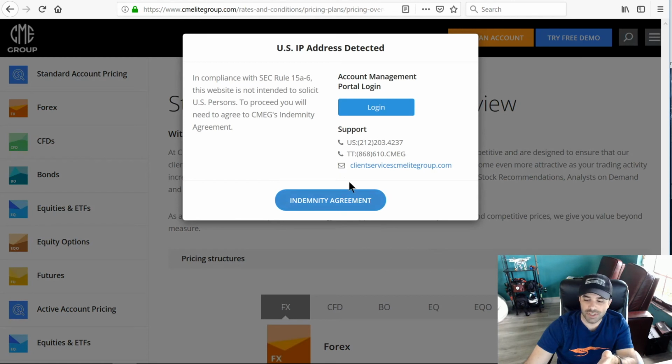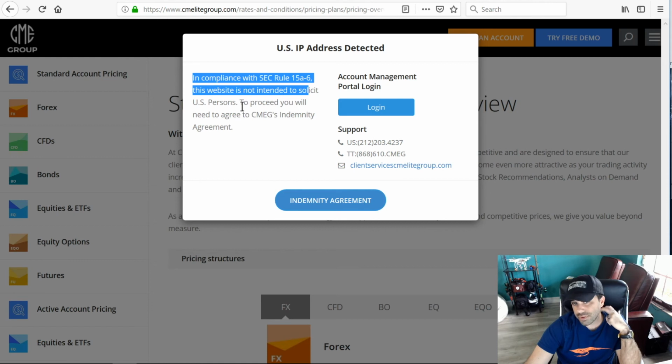This pops up, as you see here. In compliance with SEC Rule 15a-6, this website is not intended to solicit a U.S. person, but you can work with them. They're just not allowed or permitted to solicit your business. You can go ahead and work with them as long as they're not the ones that contacted you.